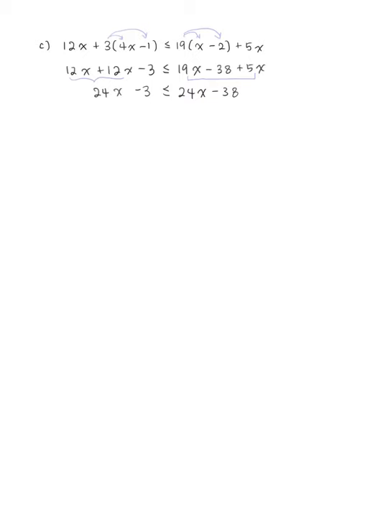Okay, so let's do the same thing as what we did before. We're going to bring all the x's on the left hand side and all the constant terms on the right hand side. So how to do it is this: minus 24x, minus 24x. Uh-oh, do you see something funky is about to happen? Because look, if I add this, 24x minus 24x is 0. So this is going to give us 0 minus 3 is less than or equal to 0 minus 38. So that means negative 3 is less than or equal to negative 38.